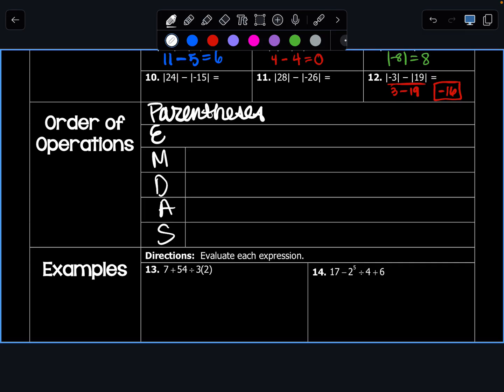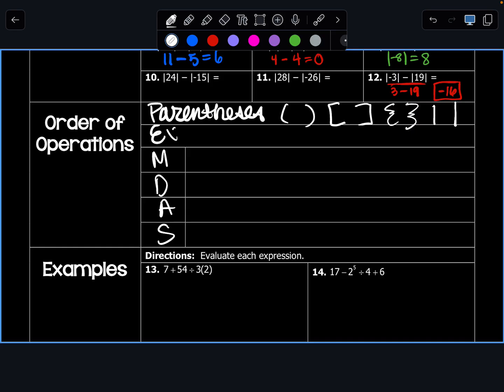And now that you're in high school, parentheses are going to look like a bunch of different things. They're going to look like normal parentheses. You may see brackets. You may see curly braces. And there may be absolute value. If something's an absolute value, you treat it like a parenthesis, okay?